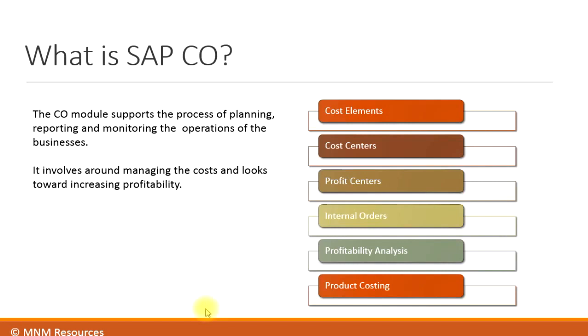Let's look at the SAP CO module. The CO module supports the process of planning, reporting and monitoring the operations of the business. It mainly looks at managing the costs, whereas we saw the FI module looks at the transactions of an organization. The CO module's focus is to manage the costs and look at increasing the profitability.